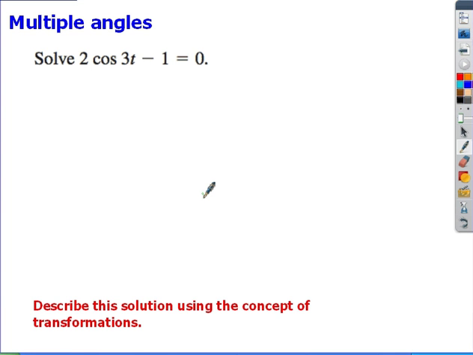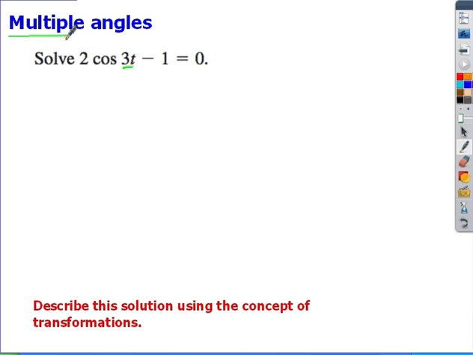Alright, check this one out. This is a neat one because it's different because of this part right here. We have a number multiplied by the angle, and that's why they call it multiple angles. It's like it's a multiple of the angles. But don't let that scare you.